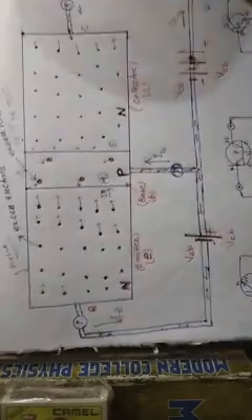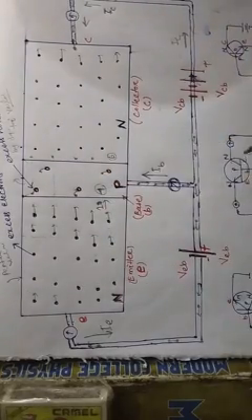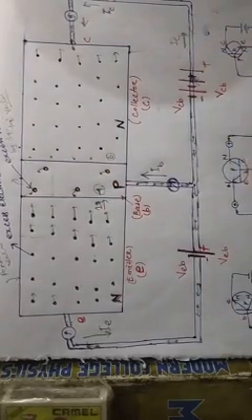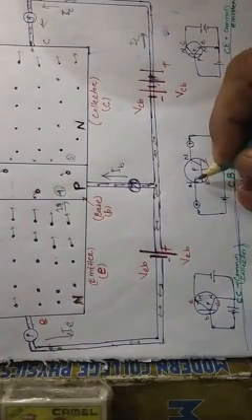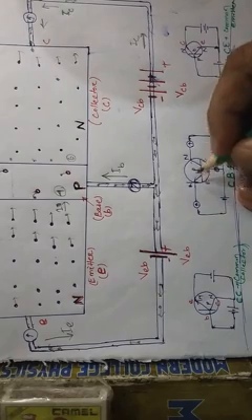This is the N type, N side, this is the P side, this is the N side. So as it is NPN, the emitter will be outside and like this.